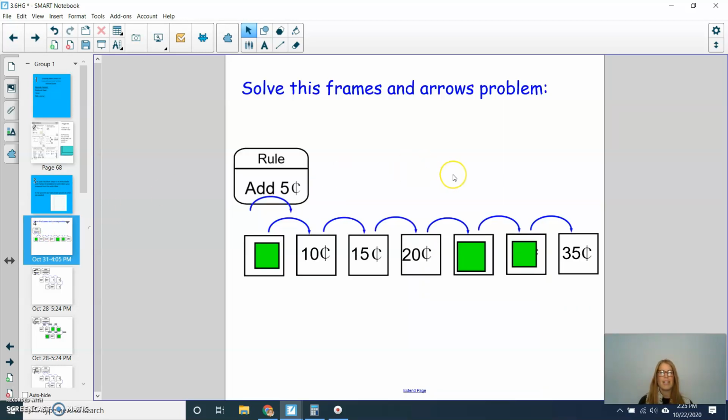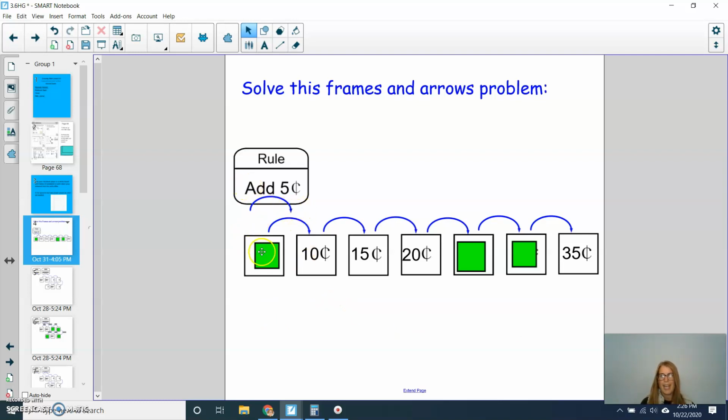So boys and girls, today we're going to solve some frames and arrows puzzles. You don't need to write all these boxes. You don't need to draw this out, but I do want you to either say the answer or write it down, maybe just make lines, so you can see where your missing spaces would be.